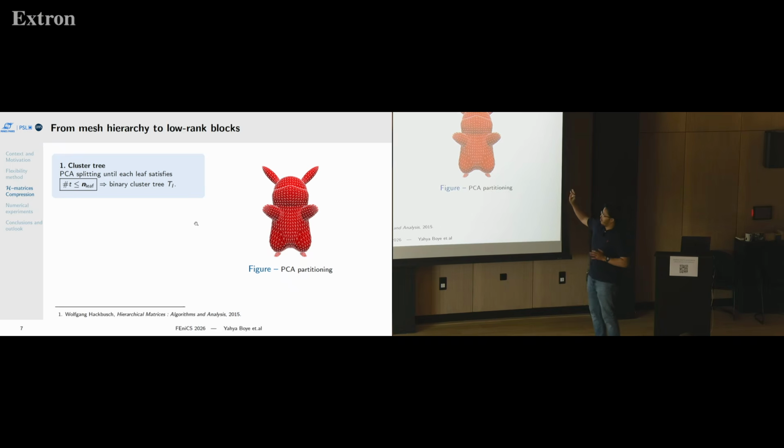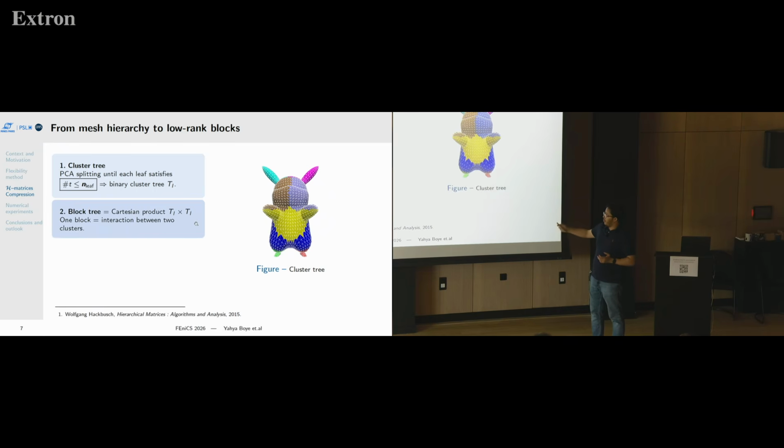The idea is you start from your mesh and you hierarchically split it, partition it, to get a binary tree of clusters that will have a maximum size of n-leaf, parameter n-leaf. So the largest cluster in the mesh will have n-leaf, and we will get a binary tree by recursively splitting this mesh. And then we construct after that a block tree, which is basically the Cartesian product of this tree with itself. And each block of this block cluster tree will represent an interaction between 2 clusters.